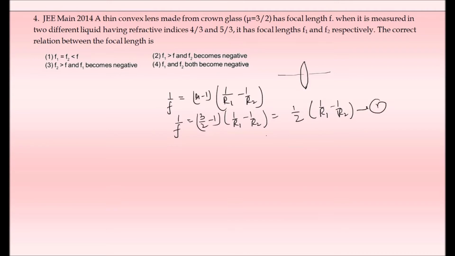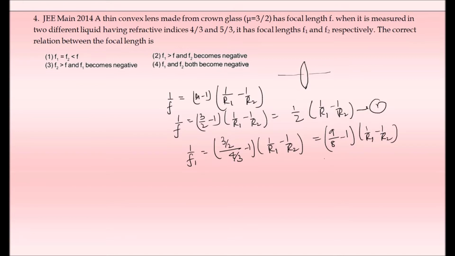Now we consider that the same lens is placed in a medium having refractive index 4 by 3, then its focal length becomes f1. So 1 by f1 is equal to (3 by 2 divided by 4 by 3 minus 1) (1 by R1 minus 1 by R2), and it is equal to (9 by 8 minus 1) (1 by R1 minus 1 by R2). So it's 1 by 8 (1 by R1 minus 1 by R2), and it is equal to 1 by 4f. So 1 by f1 is equal to 1 by 4f, and f1 is equal to 4f. So this is our equation 2.